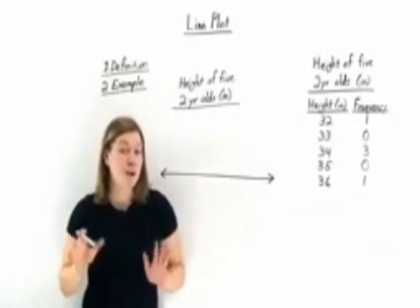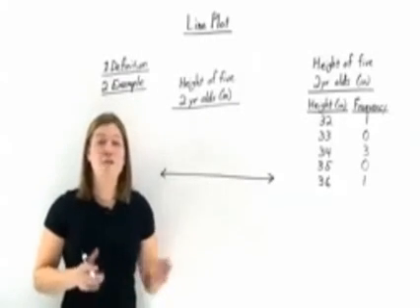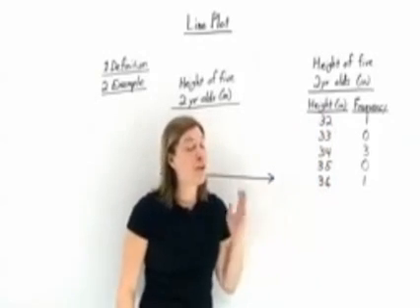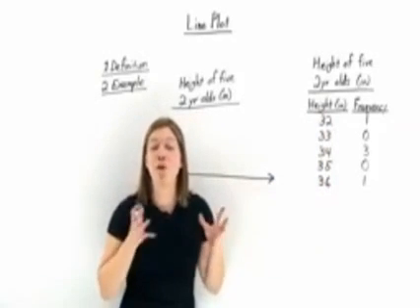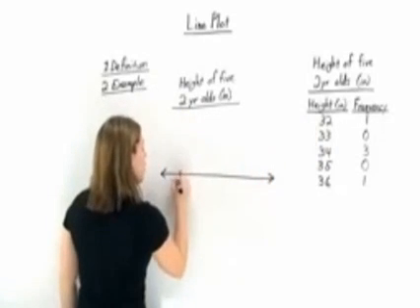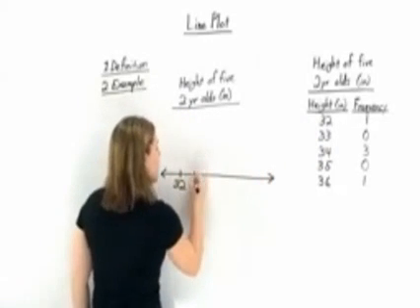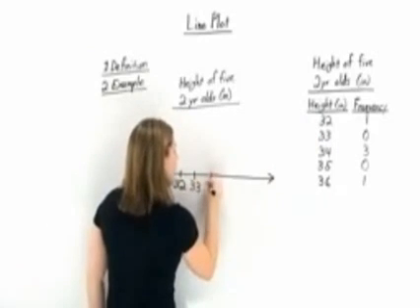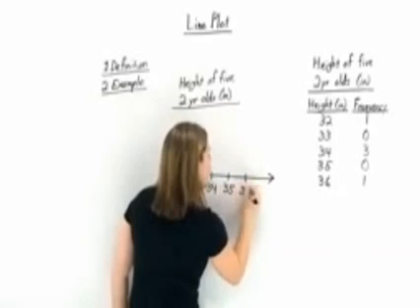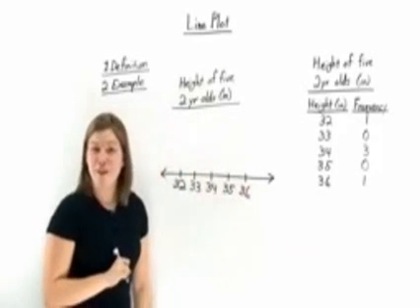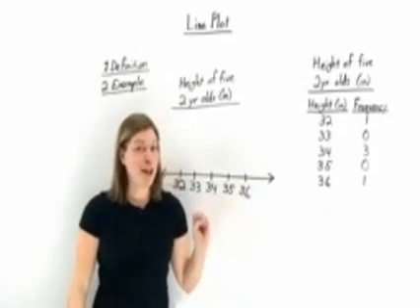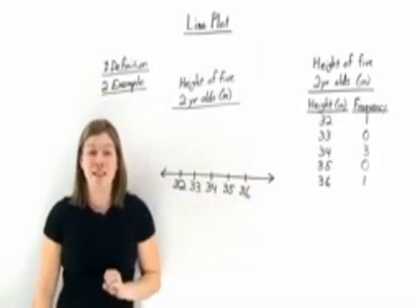Now we need to put tick marks on this line. And for this table, our tick marks need to be the height in inches. We need to account for all of the heights, and they need to be put in numerical order. So our first tick mark will start out being 32. Then we go up to 33. Then we have 34, 35, and finally 36. Perfect. Now that we have our line set up with our labels, we need to start making the x's.